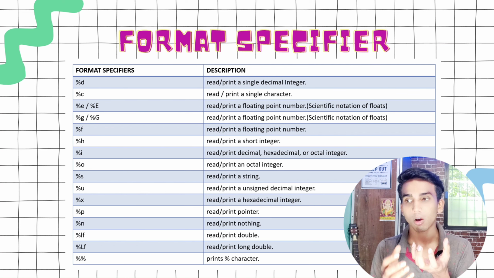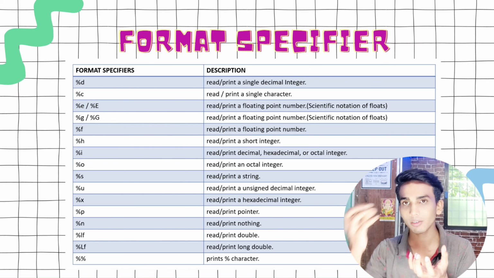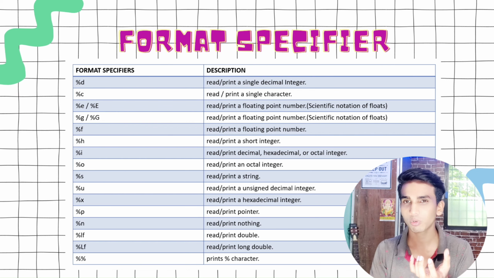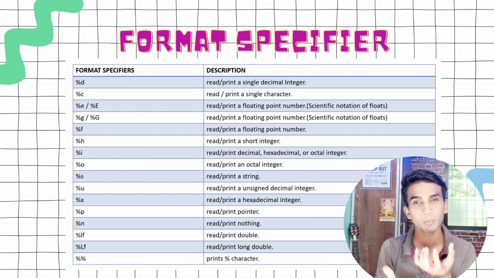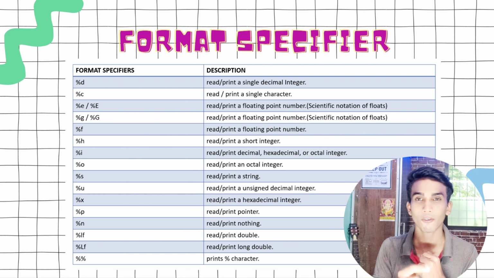Okay, and also we use it for printing, and printing is nothing but giving output, and scanning is nothing but taking input. So for input and output purposes, we use format specifiers.